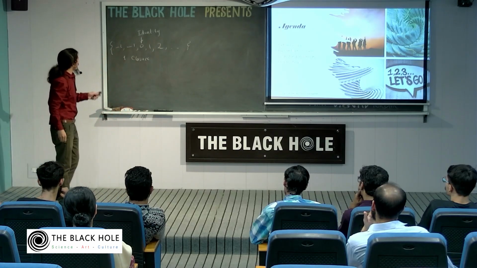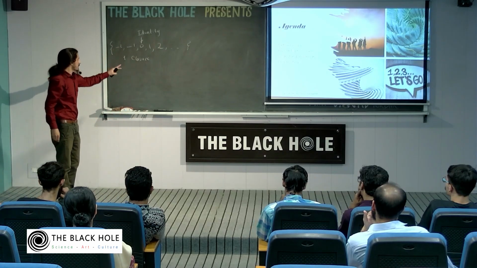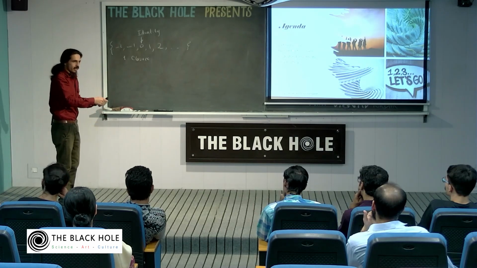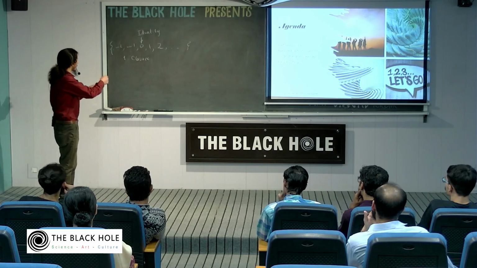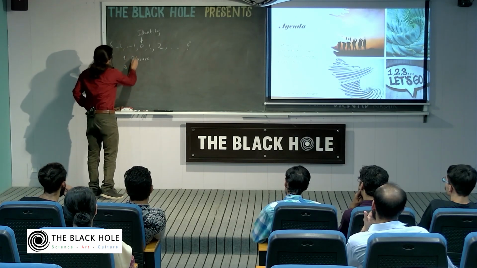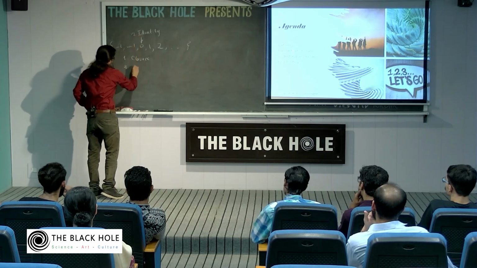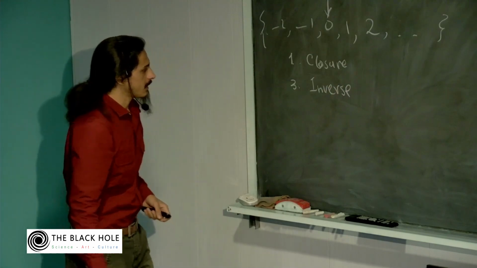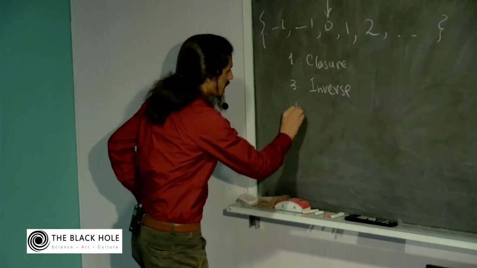Now for every positive integer, we have a negative integer such that when we add the negative number to the positive, the same number gives us 0, and that gives us the inverses. So this is our third property, inverses.